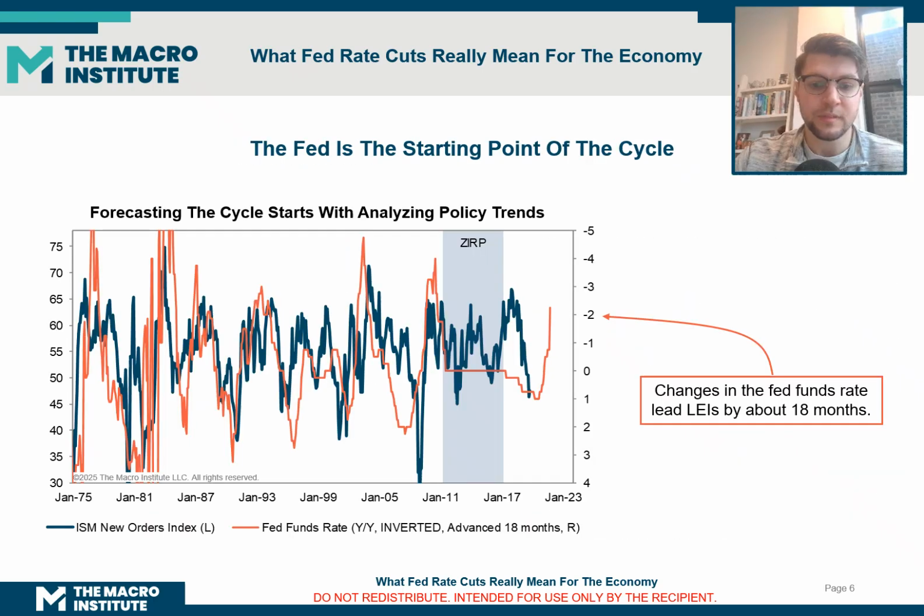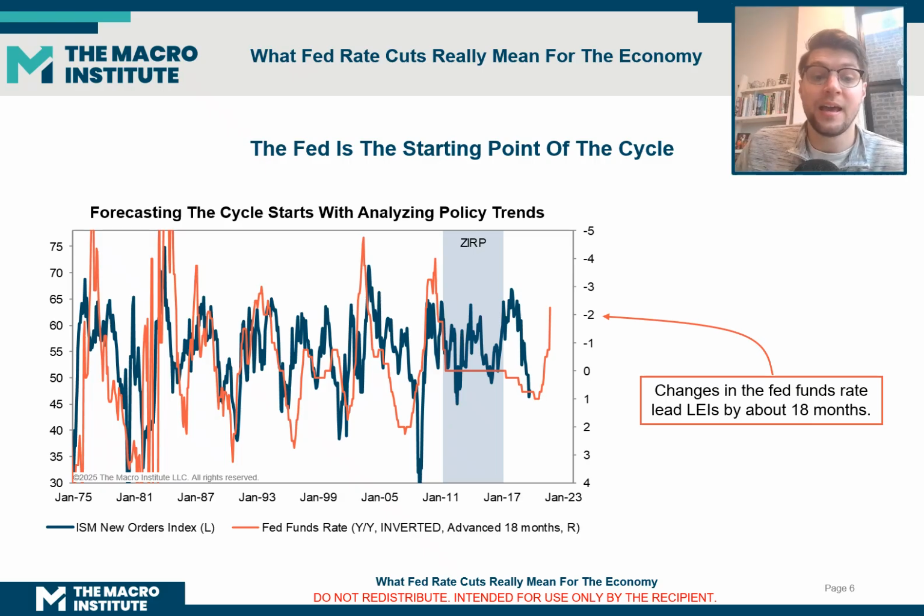Now, let's bring this all together. So, the Fed's funds rate is where it all starts. Monetary policy is at the heart of every US cycle in recent memory, whether that's a recovery or a slowdown. This makes it a key ingredient of any macroeconomic forecasting model or framework. So, what do we have here in this chart? We have the federal funds rate in red leading the ISM New Orders Index. Now, if you've paid attention to our content before, you will know the ISM New Orders Index is one of our favorite leading economic indicators.